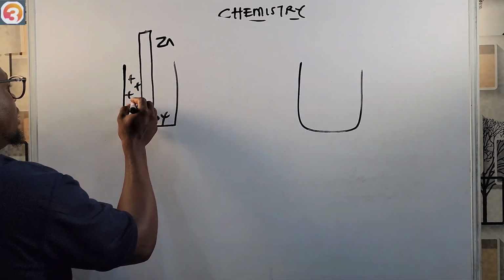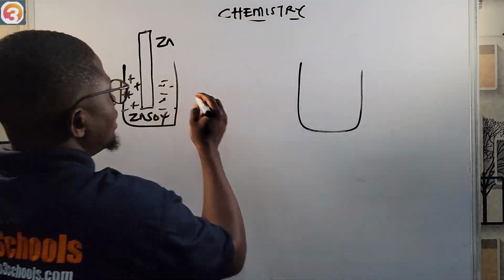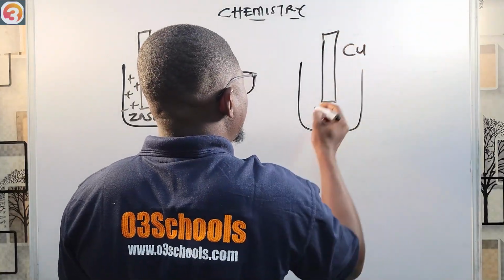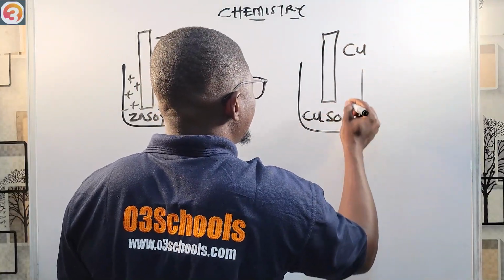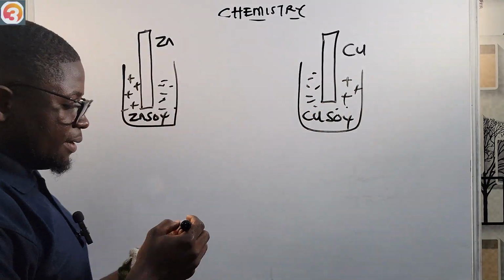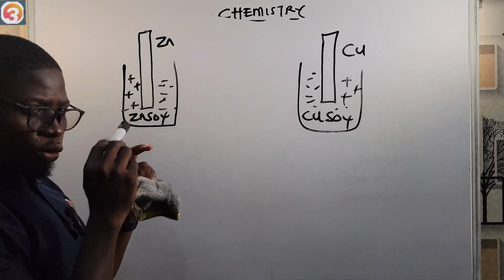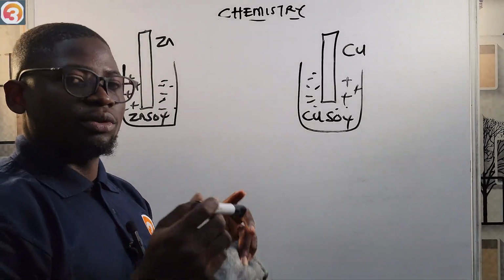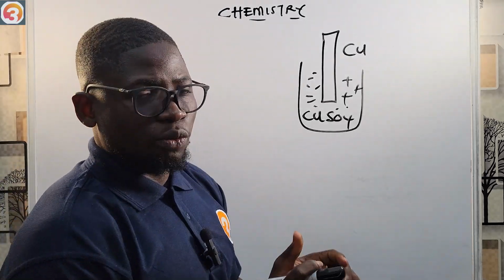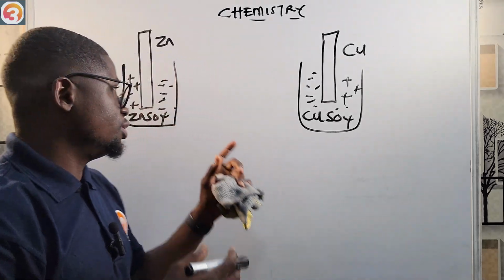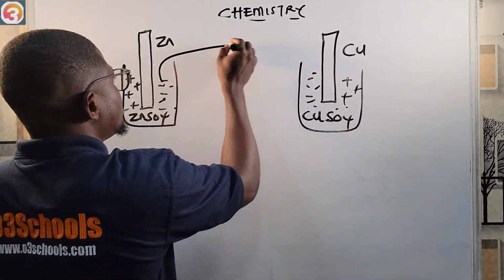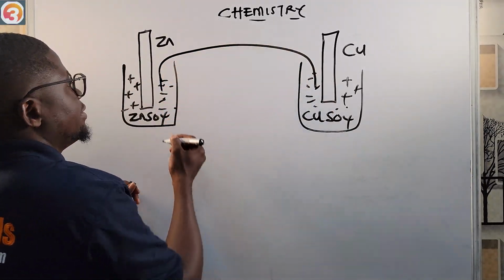Let's say positive, then negative. Then we now have another rod here, a copper rod in copper sulfate solution. Let's say it's positive, negative, and so on and so forth. Now to draw the complete circuit, you know that you need what we call a salt bridge. A salt bridge is what enables ions to travel from one solution to the other. So we need to connect our salt bridge like this. This is our salt bridge.